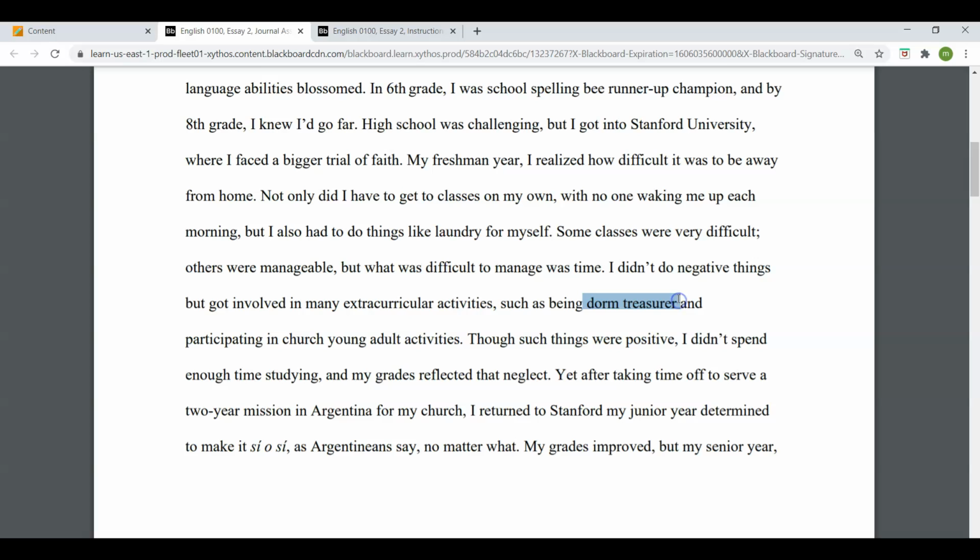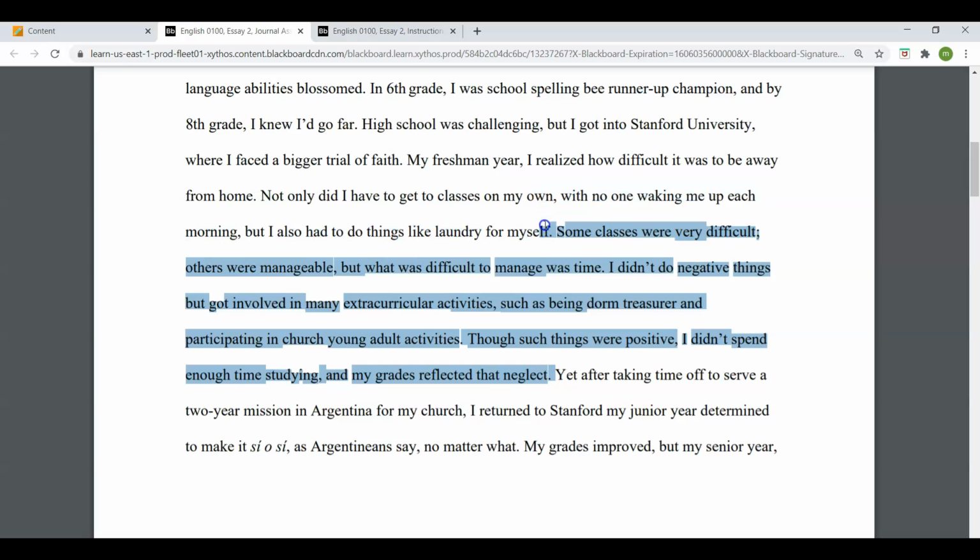Dorm treasure, I think that one was good. It didn't take that much time. But there were other things too, so many of them that I didn't even mention them. Those things were positive, but again, I took too much time on that. And so this was something that was a problem, because to have faith, you have to overcome problems. Without problems, there can be no faith.